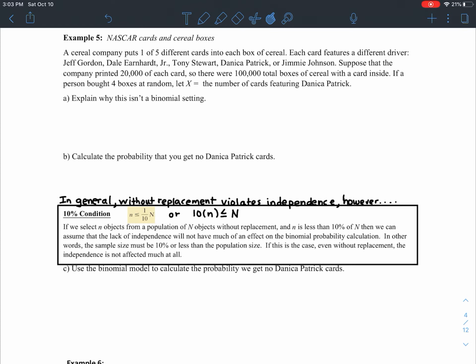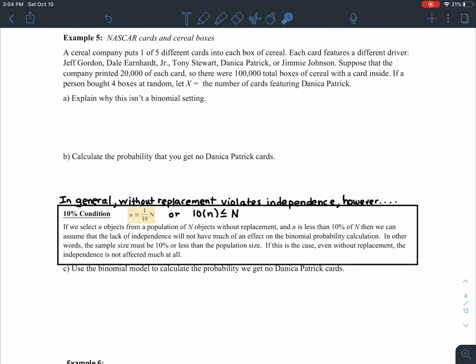So this is looking at, you have cereal box companies all the time that run these promotions where they have different things in the box, like collectibles. This is saying that a cereal box company is putting 1 of 5 different cards into each box of cereal. It says each card features a different NASCAR driver. We have Jeff Gordon, Dale Earnhardt Jr., Tony Stewart, Danica Patrick, and Jimmy Johnson.